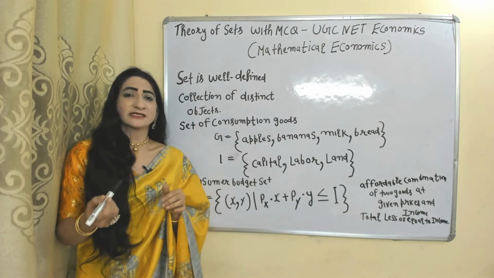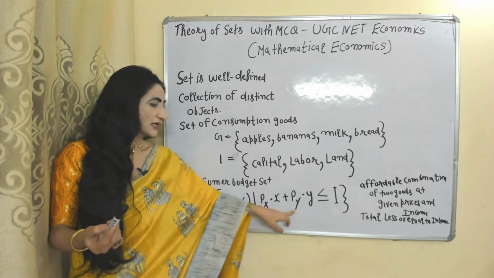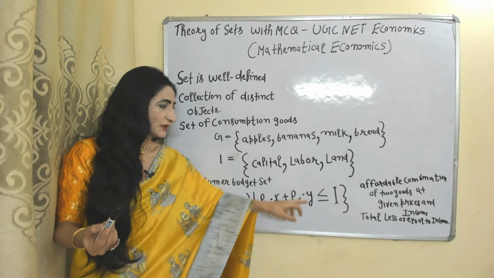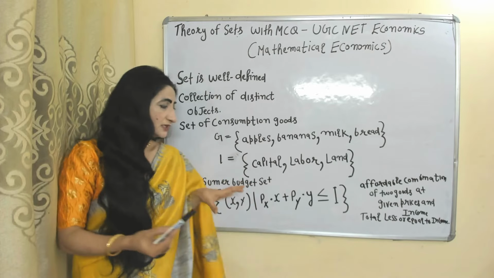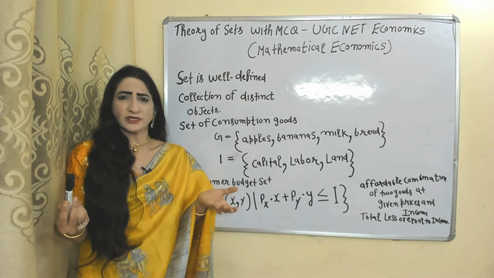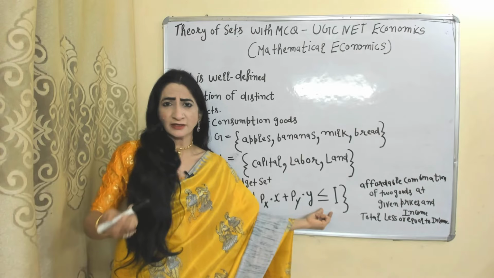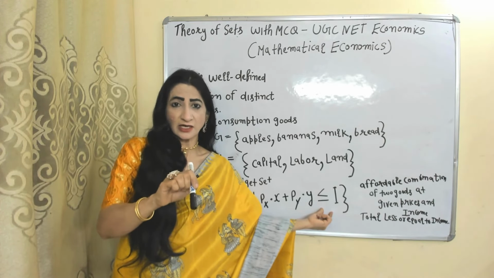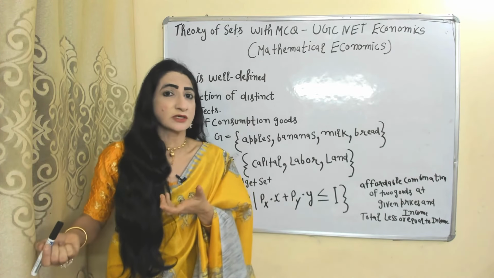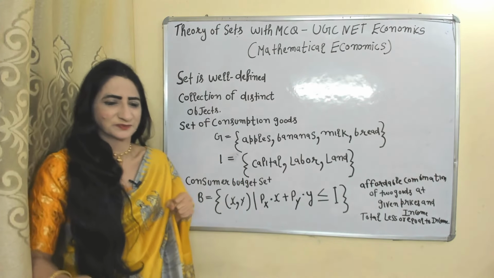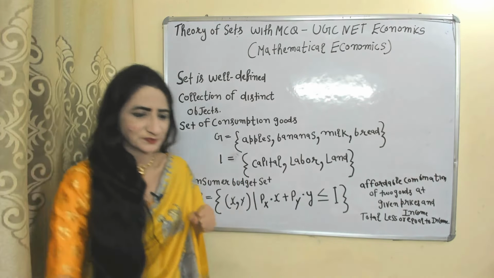Consumer budget set: X and Y are quantities of goods, Px and Py are prices of goods, I is income, and this set shows affordable combinations of X and Y goods with given prices and given income of a consumer. A consumer can spend equal to or less than his income, but a rational consumer cannot spend more than his income. Now we will see types of sets.